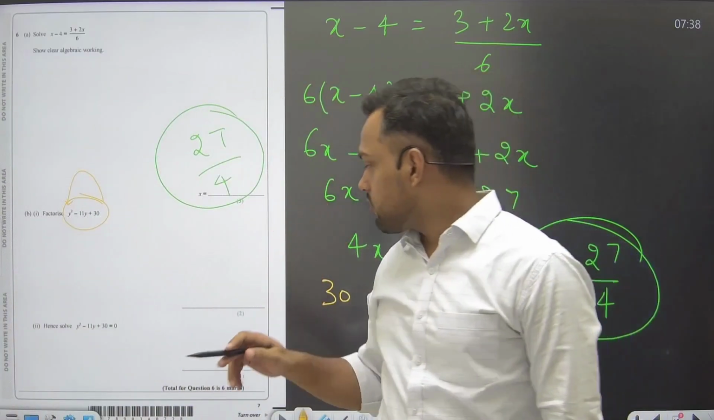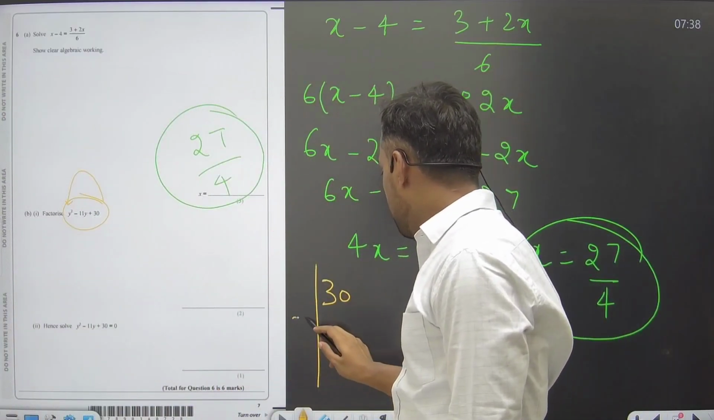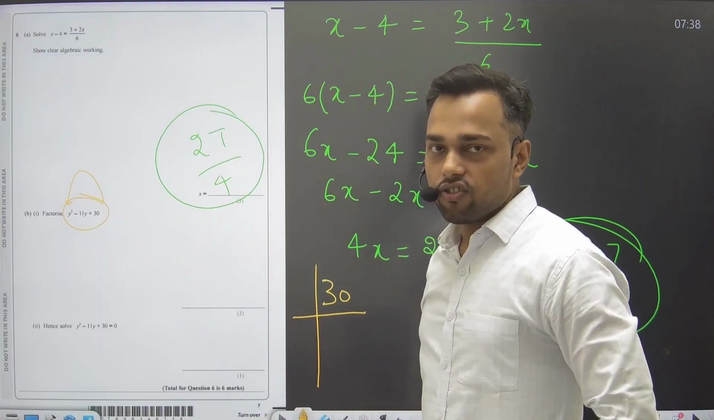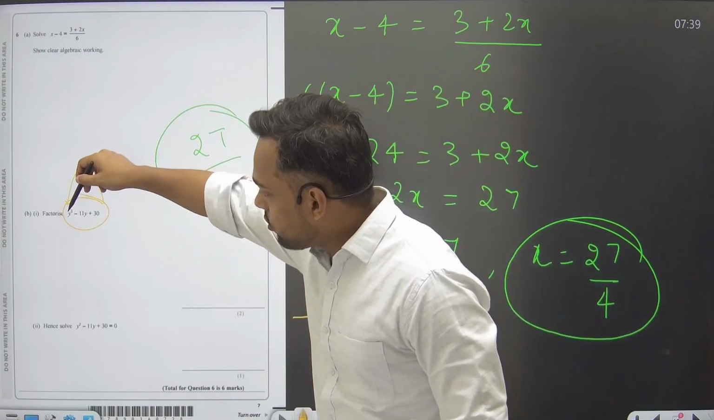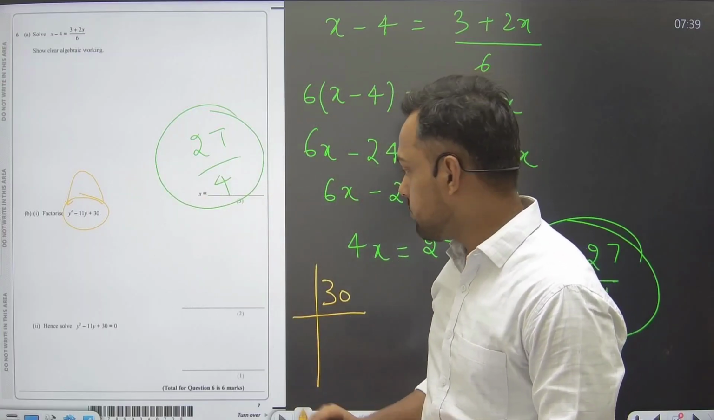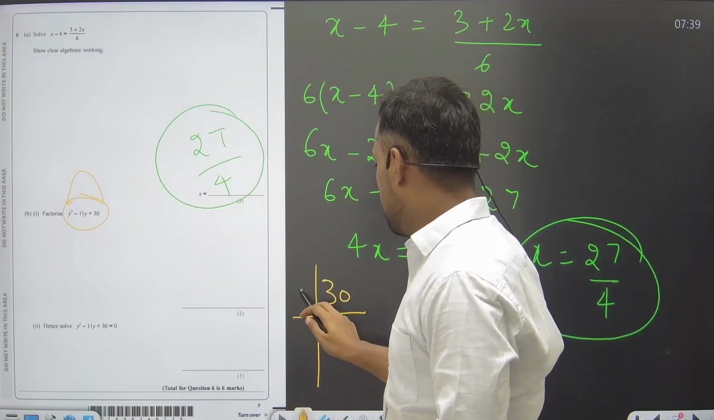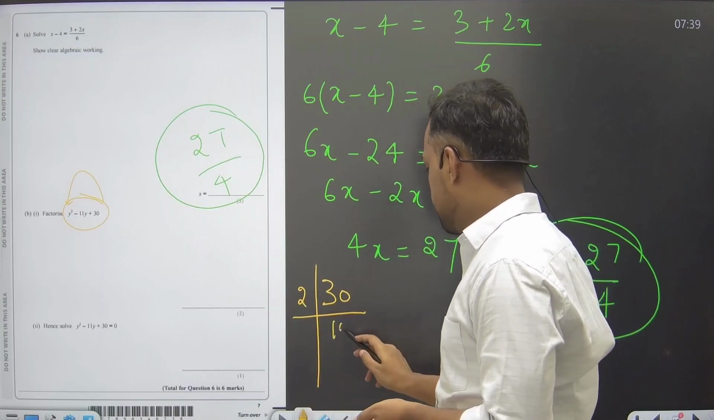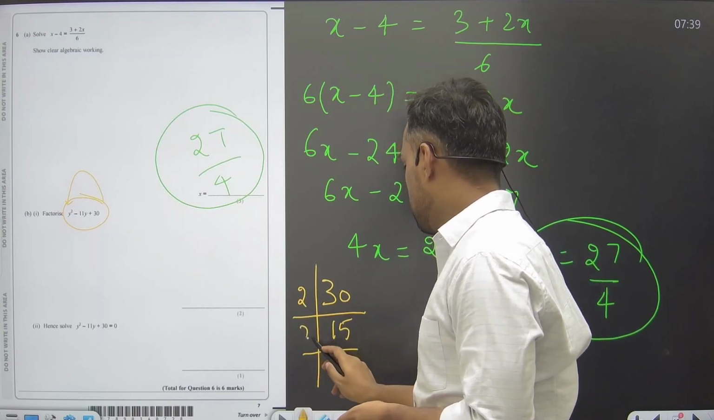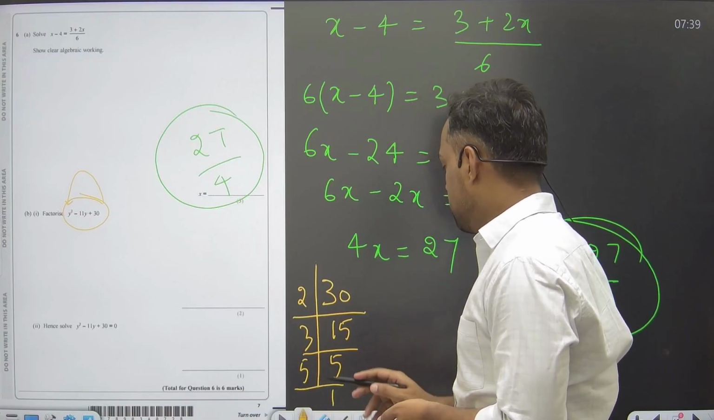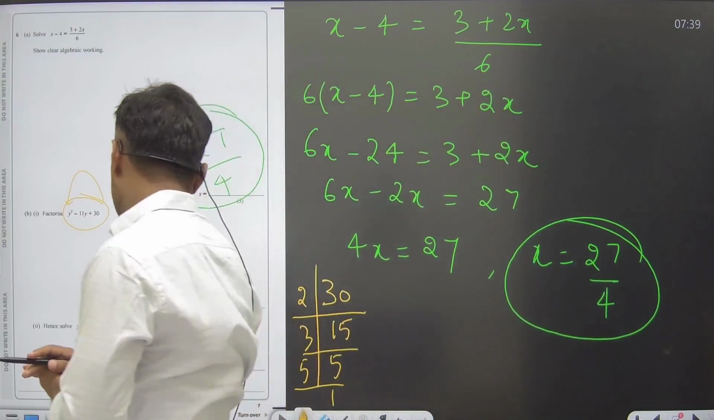Now by the factor tree method you need to solve this. You need to take the prime factorization of a cross c. a is the coefficient of y square and c is the constant term, so it is 30. By prime factorization, these are the factors of 30 here, students.